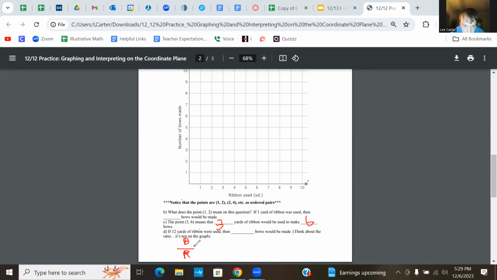Okay. So our ratio of bows to ribbon is 2 bows for every 1 yard of ribbon, right? That's this point right here. 1 ribbon R, 2 bows B. Okay. So here I said if we use 12 yards of ribbon, so that 12 would go right here, right? So then that's times 12. 1 times 12 is 12.